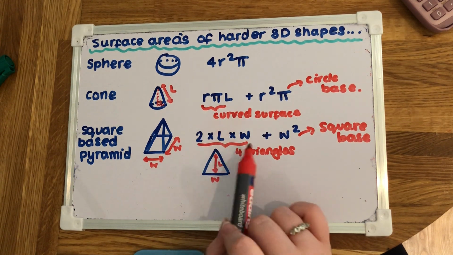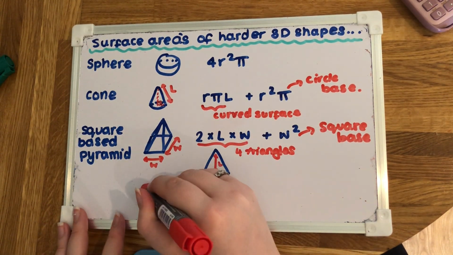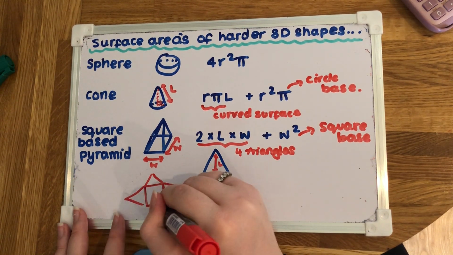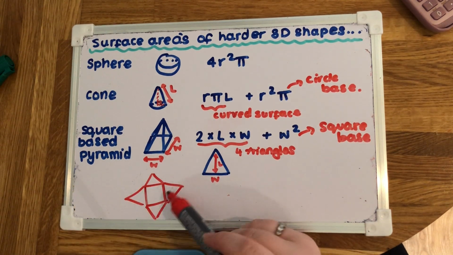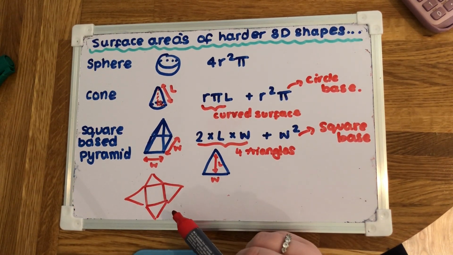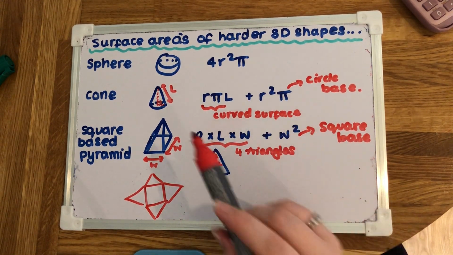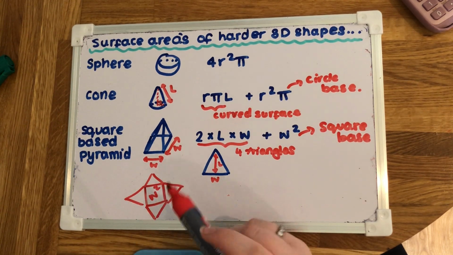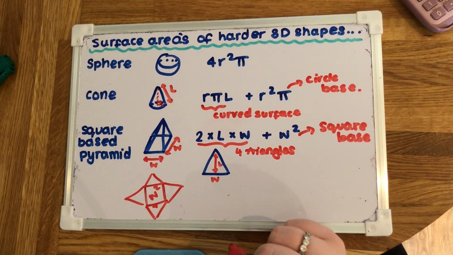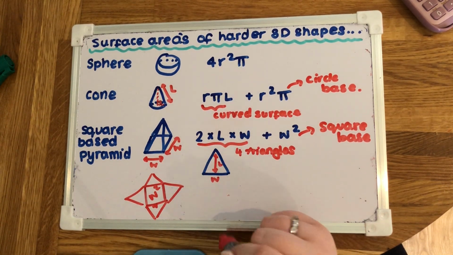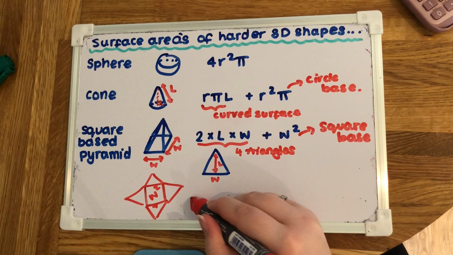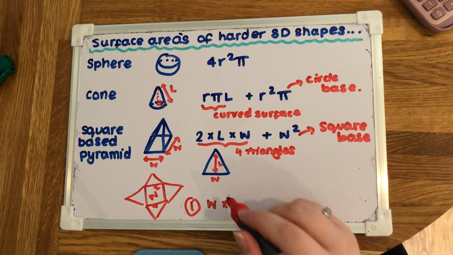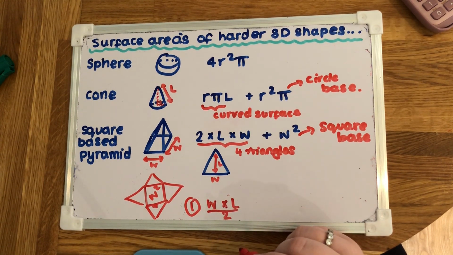Now, why this works. A square base pyramid has this sort of net. You've got the 4 triangles on the outside and then the square in the middle. The W squared is the area of the base. The base of the triangles is W and the height is L, which I've written here. To find the area of just one triangle, that would be W times the height L, and then you'd halve it because it is a triangle.